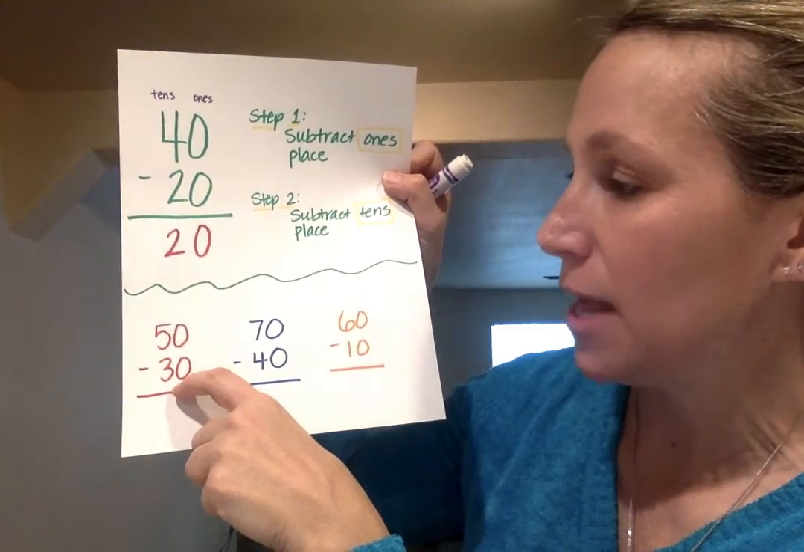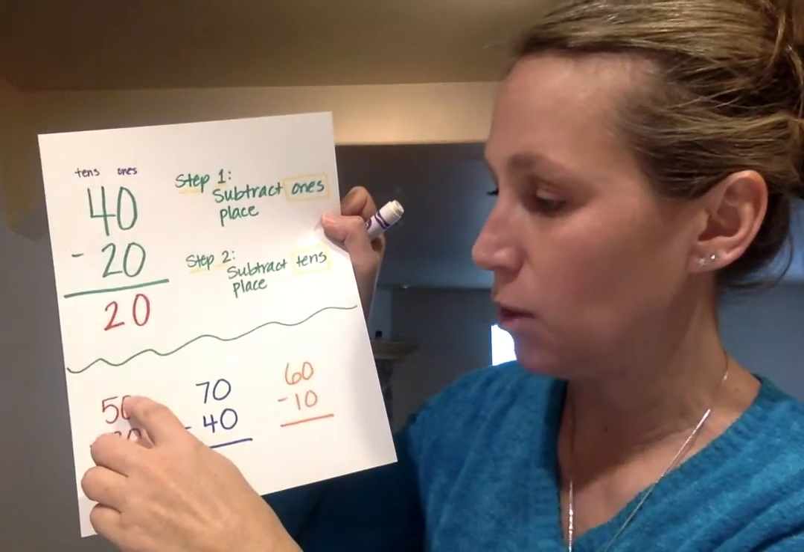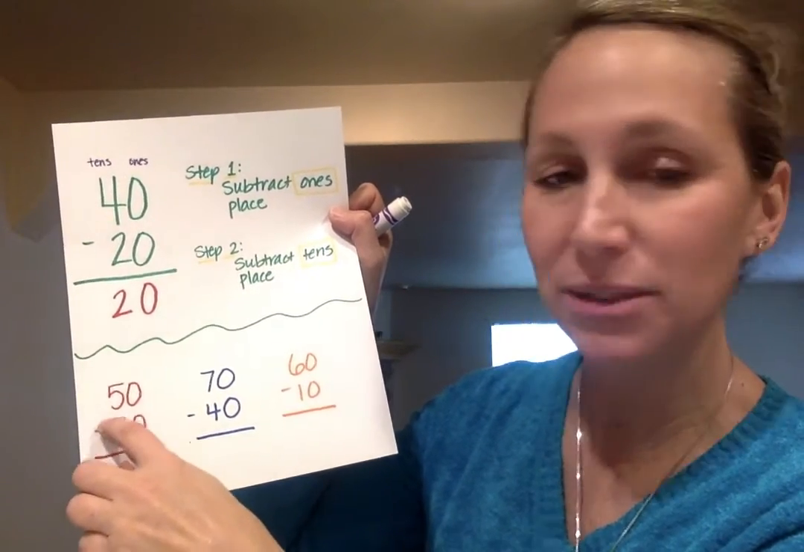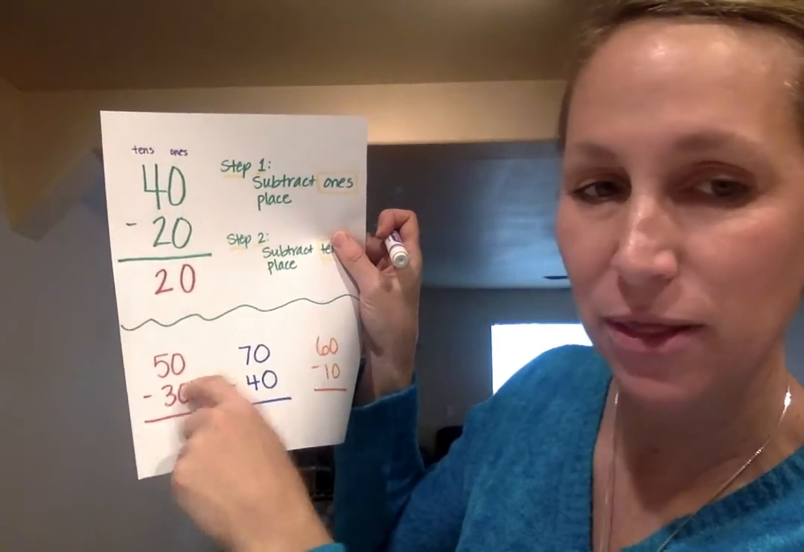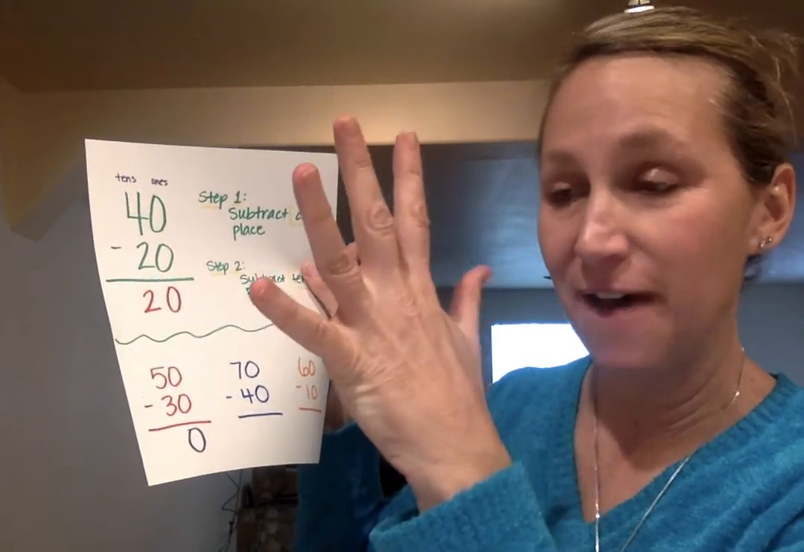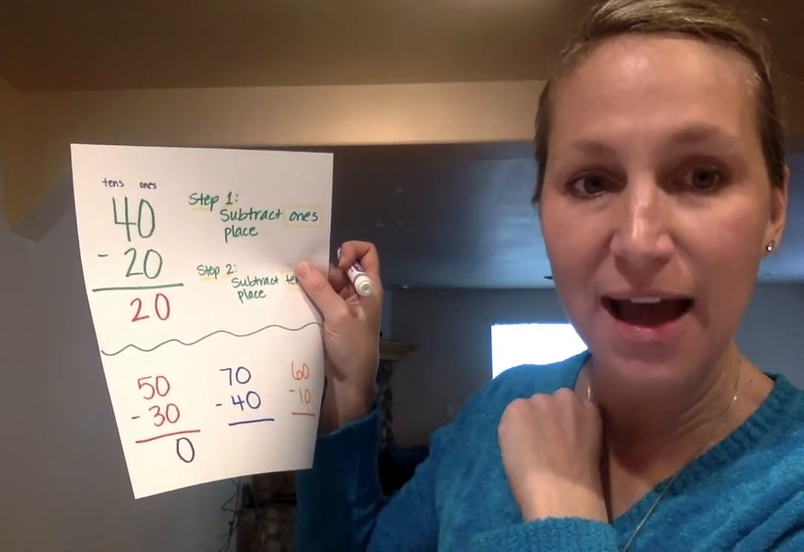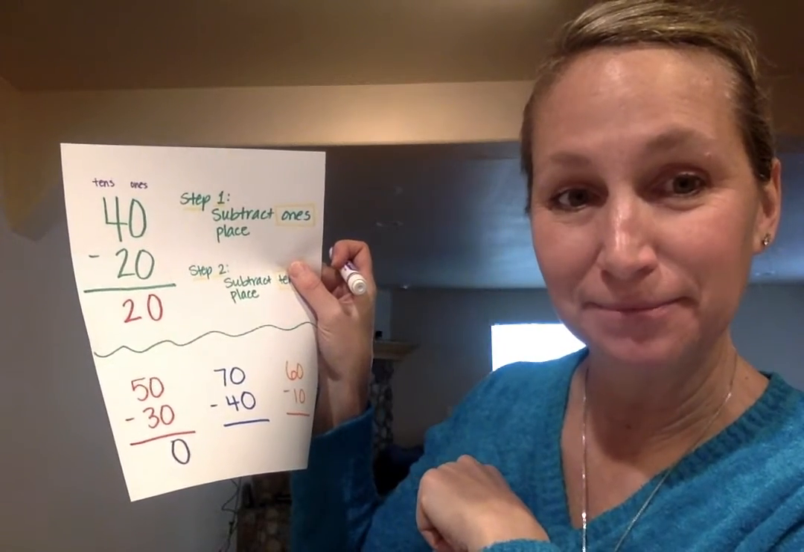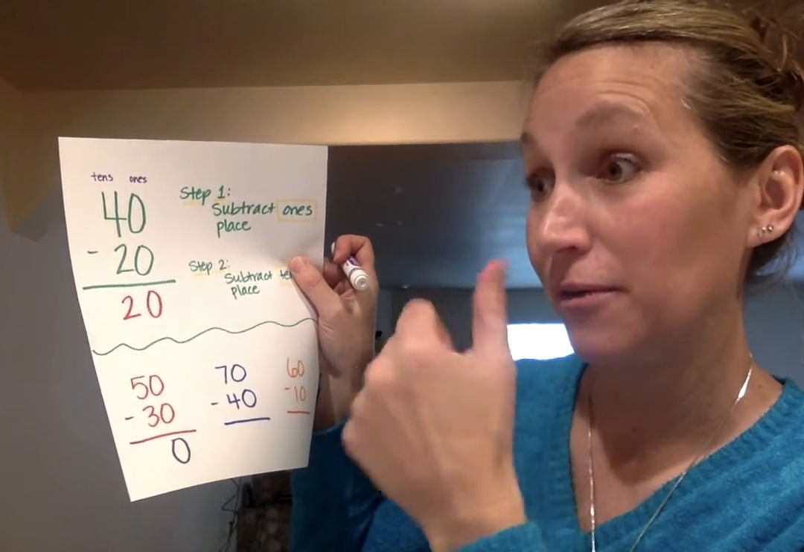50 take away 30. So we need to, in our mind, think of our place value ones and tens. So we're going to subtract the ones first. 0 take away 0 is 0. Good. Then we're going to subtract the tens. 5 take away 3 is, you can either have 5 and take away 3, or you can count from 3 up to 5, 3, 4, 5, or you can do it in your head. 5, 4, 3, 2. So the answer is 20.